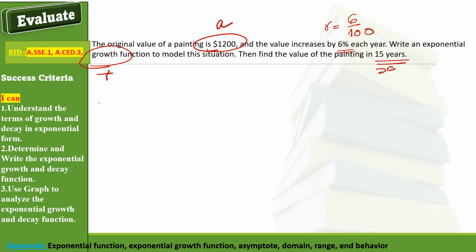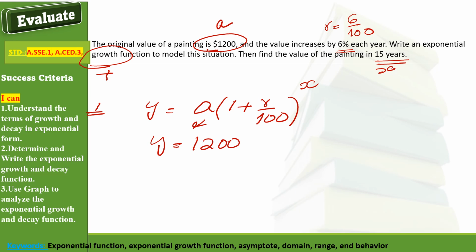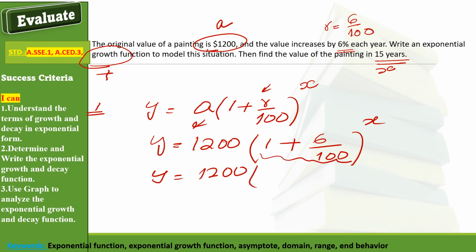But first of all, write the equation. So y equals, what is the actual equation? A(1 plus r over 100), plus because it is a growth function, whole to the power of x. So first only replace the A by 1200 and replace the r. That is 1 plus, what is r? R is 6 over 100, whole to the power of x. If you want, you can write this in the calculator also. You will get 1.06 to the power of x.